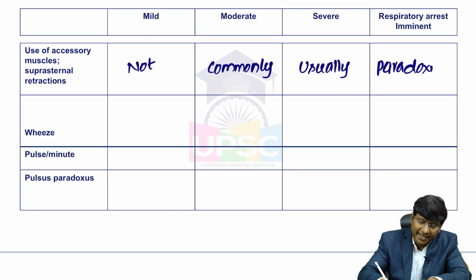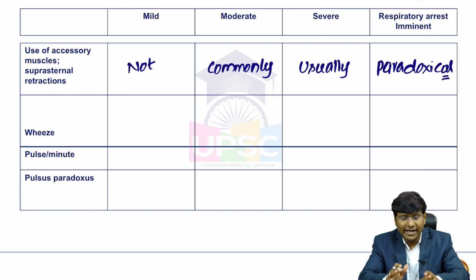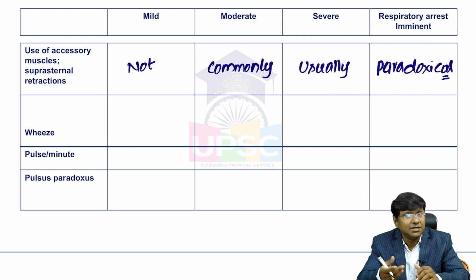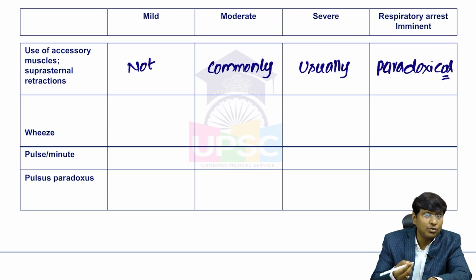paradoxical movements. So paradoxical movement, what is that? Upon respiration, what should happen? The chest wall expands during inspiration and deflates during expiration. And paradoxical, in the sense, paradoxical thoraco-abdominal movement, right? See, in females, it is thoraco-abdominal type of respiration, whereas in males, it is abdominothoracic type of respiration. Paradoxical movement is that, either in males or females, completely thoraco-abdominal movement will be there. And what about wheeze?